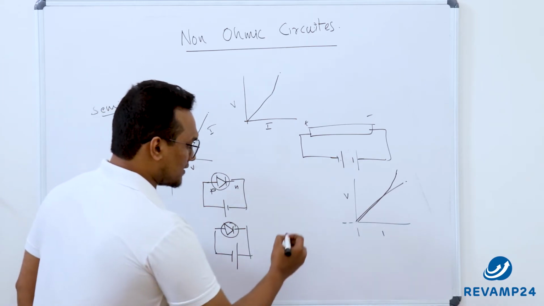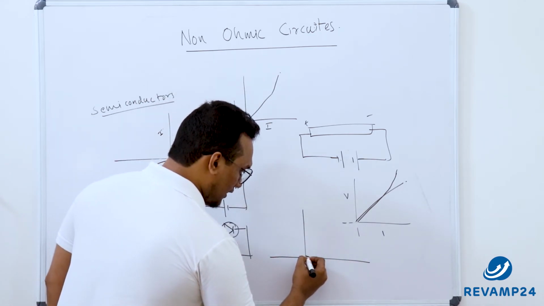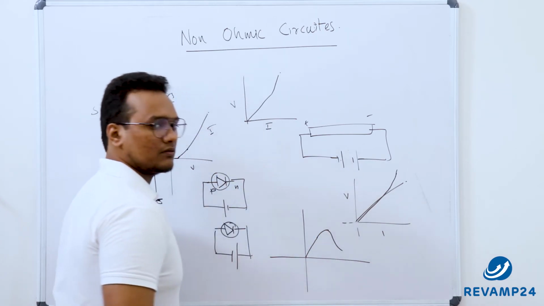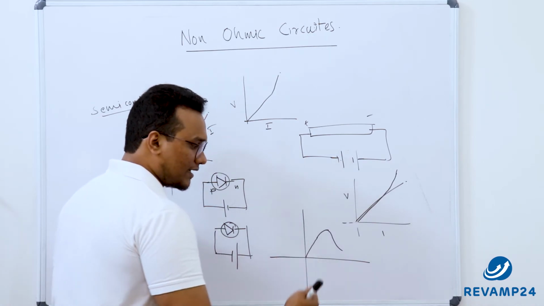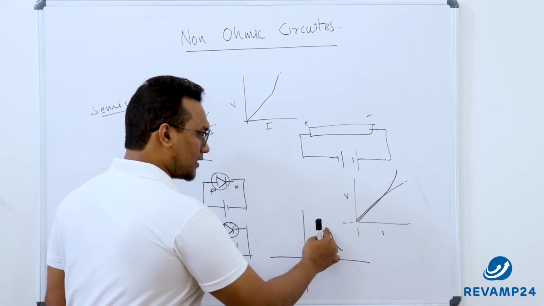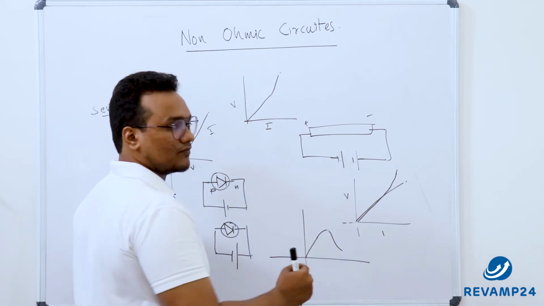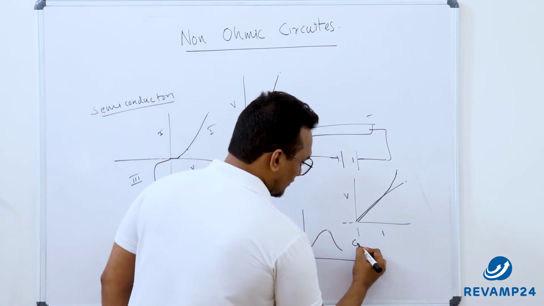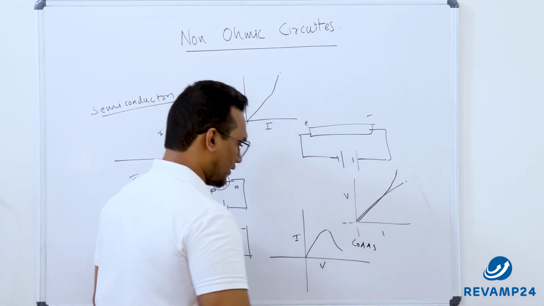And another element is gallium arsenide, where the current will increase initially, then non-linear variation, then a dip. Okay, so initially what will happen? Current increases with voltage till a particular value, and after that what will happen? Current decreases when you are increasing voltage. So this is GaAs. This one is voltage, this one is current.